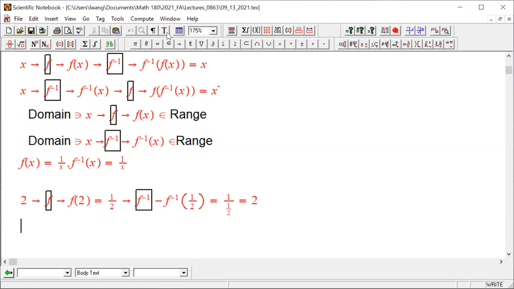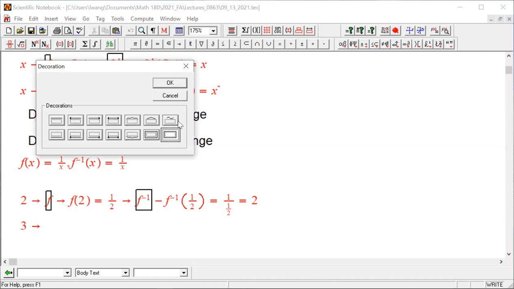One more. Suppose I give an input 3 to the inverse.